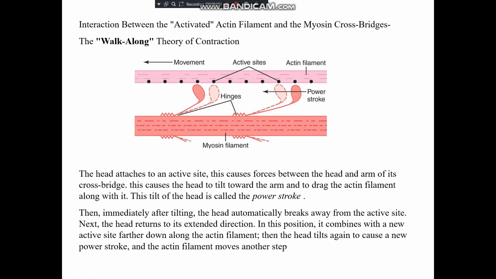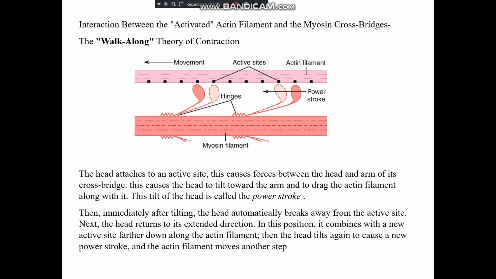The head attaches on the active site. As a result, a force is caused between the head and arm. Once they attach, the head tilts towards the arm, and as a result they drag the actin filament along with it. This tilt of the head is called the power stroke. See, this is first straight, and when it is tilted, it bends towards the arm. So the tilt of the head is called the power stroke.